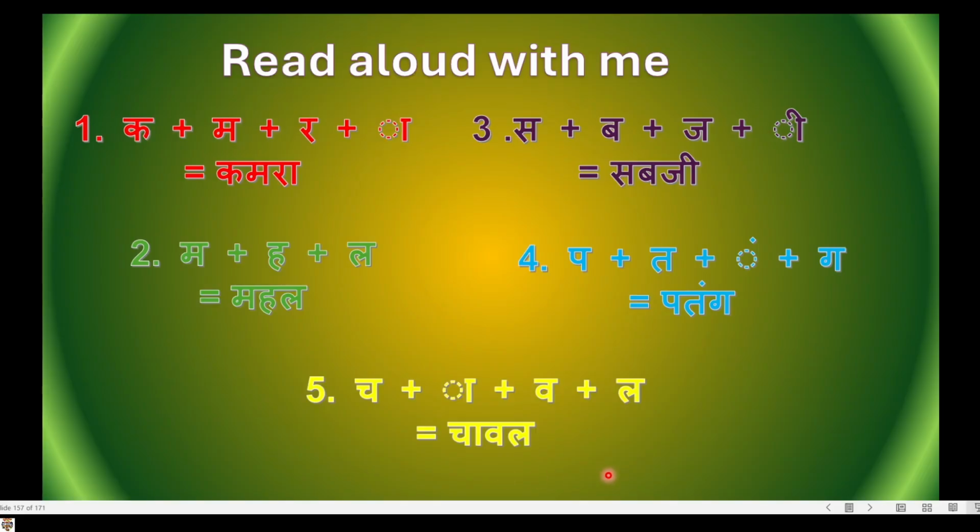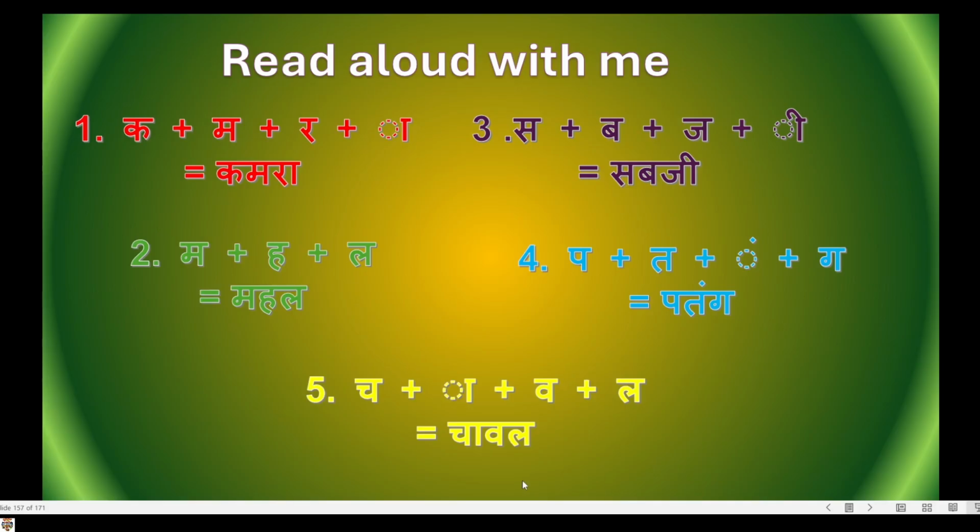Let's try reading the fifth word. Cha plus A ki matra makes it Cha. Va and La. Chawal. Great job. If you could read most of these words, your Hindi reading is improving. Keep practicing every day.